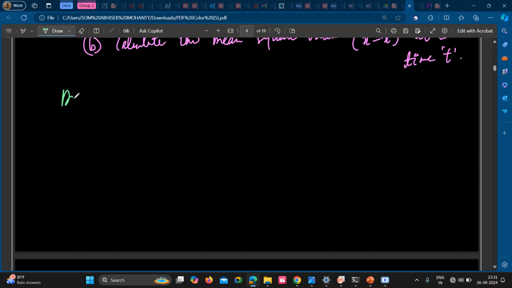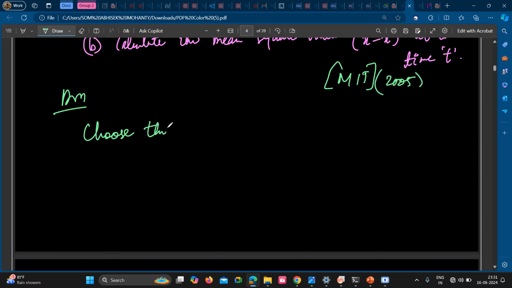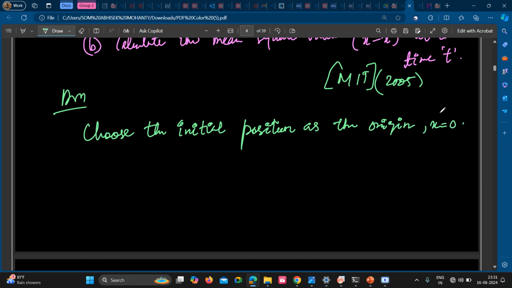Okay. You can pause the video and try and do this. So we have to choose the initial position as the origin. Always choose the initial position as the origin. This question also came in MIT, MIT 2005. That is x is equal to 0 always. So that will be easy for you.